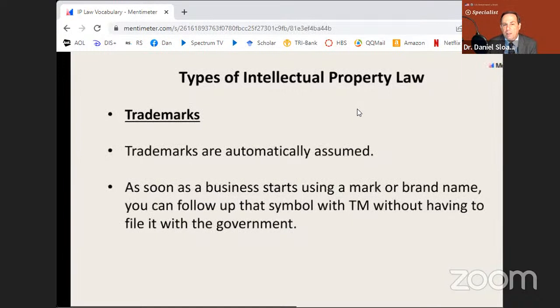So trademarks are automatically assumed, and that's an interesting take, because with patents, we had to get the patent office to issue our patent and approve it. In this case, with trademarks, they're automatically assumed. As soon as a business starts using a mark or brand name, you can follow that symbol with TM without having to file it with the government. That TM stands for trademark, and you would put that after the item that you want to be marked as your property.